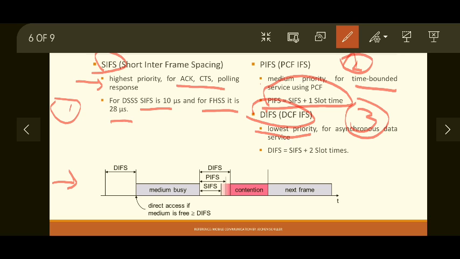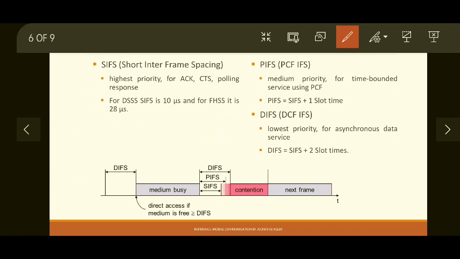So it is used by asynchronous data services offered by DCF and PCF. Okay, so DIFS is used for asynchronous data services. How much is it? SIFS plus 2 slot times. That means if a node wants to transmit a data packet in asynchronous data service mode, then it has to wait DIFS amount of time before transmission. I hope all three parameters are clear now: SIFS, PIFS and DIFS.